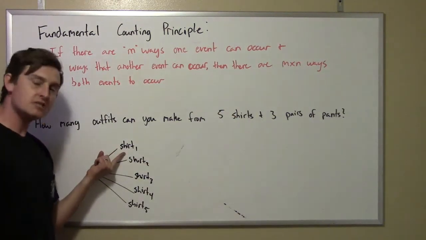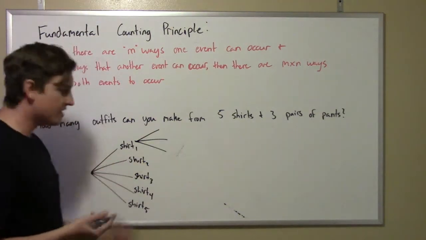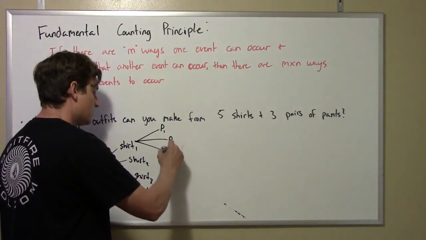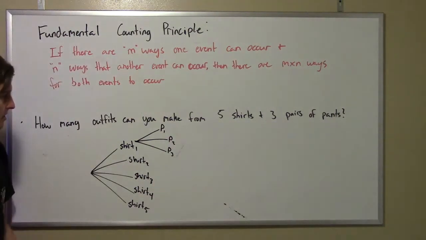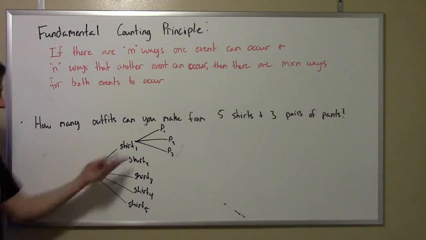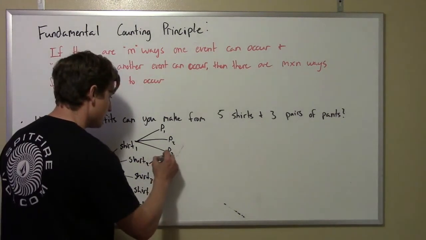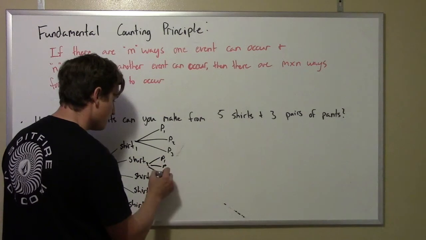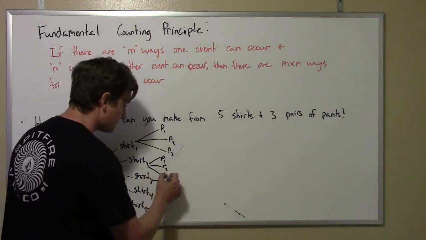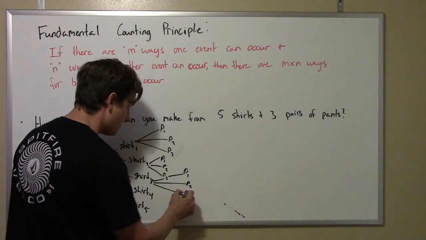So if I made this choice, I still have 3 different choices to make for pants. Now I'm going to abbreviate because I don't want to write pants this many times. So I'm going to say pants 1, pants 2, and pants 3. But I have that same option, so that if I choose shirt 1, I have these different options. But let's go back and say, what if I chose shirt 2? I still have those same 3 choices of pants, P1, P2, or P3. But let's say I chose shirt 3. I could have chosen P1, P2, or P3.